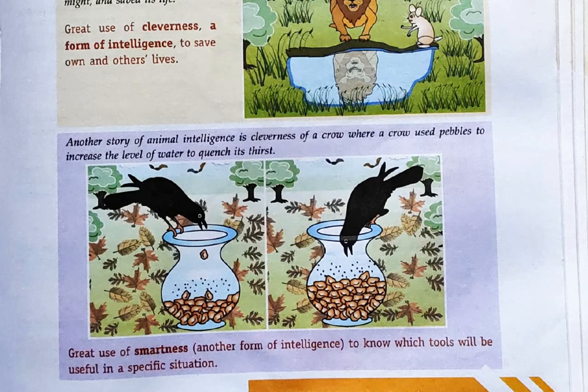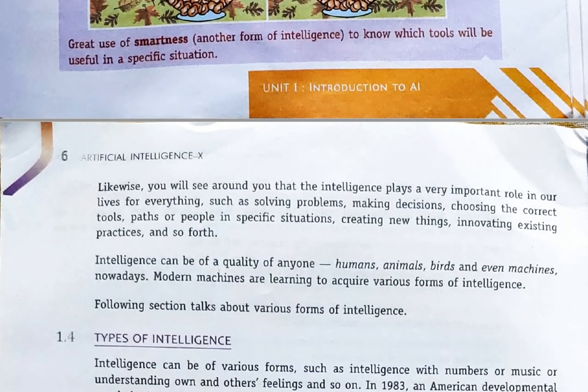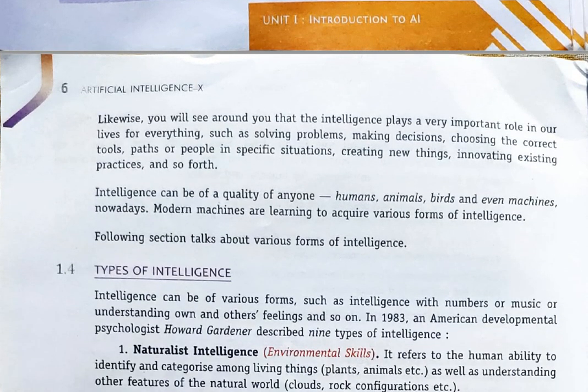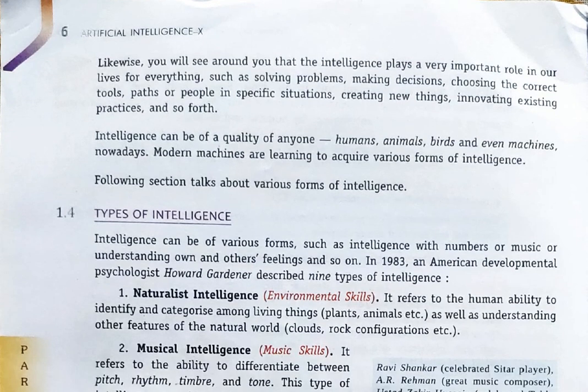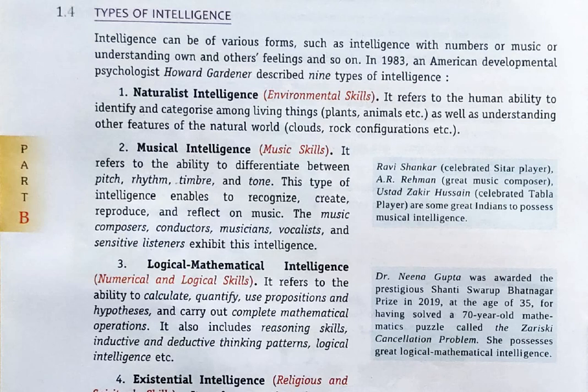So, first you have to understand the basic definition of intelligence, and then we will move forward. Intelligence can be a quality of anyone: humans, animals, birds, and even machines. Now we come to the types of intelligence. Intelligence can be of various forms.